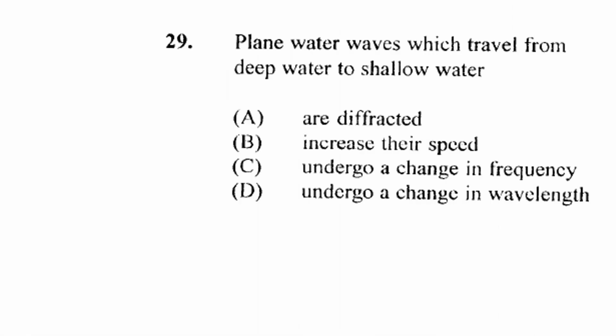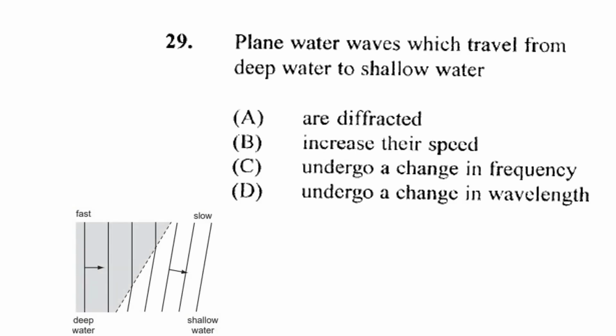Number 29. Plane water waves which travel from deep water to shallow water are A, diffracted, B, increase their speed, C, undergo a change in frequency, or D, undergo a change in wavelength. The answer is option D. Why is it not A? Because they will only be diffracted if they go through some type of aperture or opening.